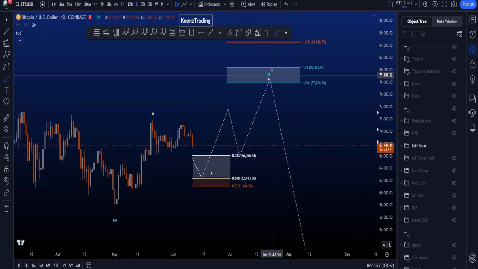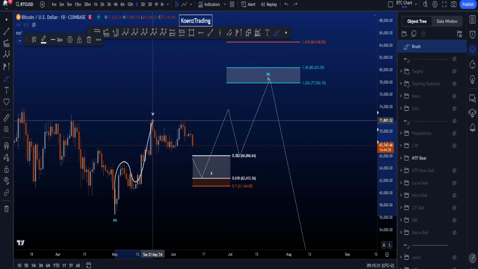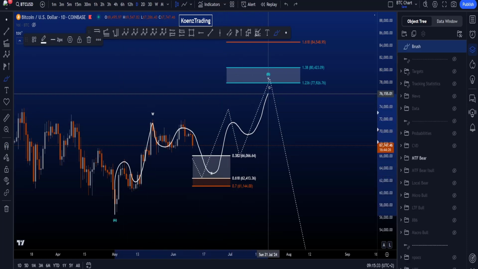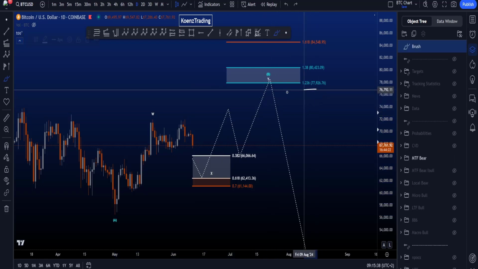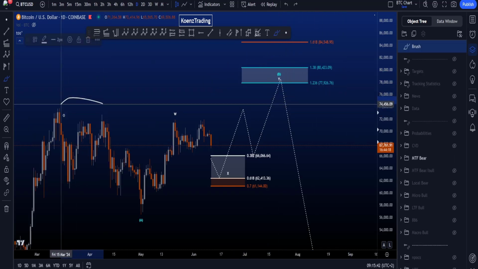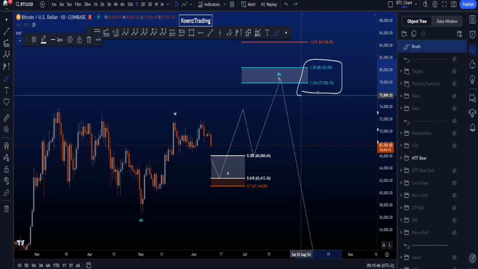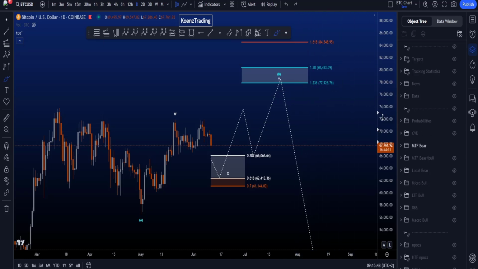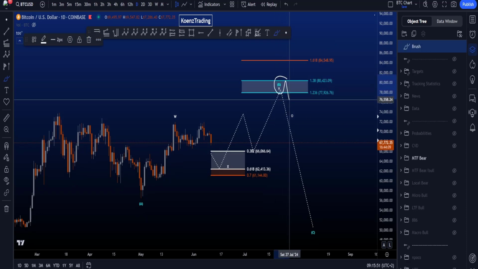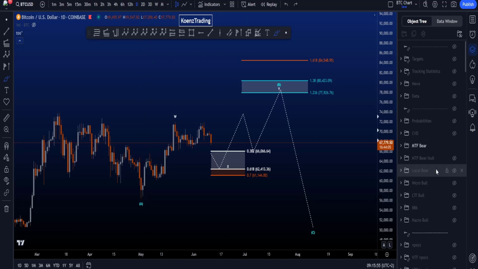Inside wave B, we're then looking for a double zigzag, a W that is finished, a wave X, and then a wave Y to the upside, which also should be a zigzag structure. The common target for wave B is between the 1.236 and the 1.38, taken from the high to the low of A, giving you a target between 80.4K and 77.9K. After wave B, we then want to see a wave C to the downside to take this low at 56K.